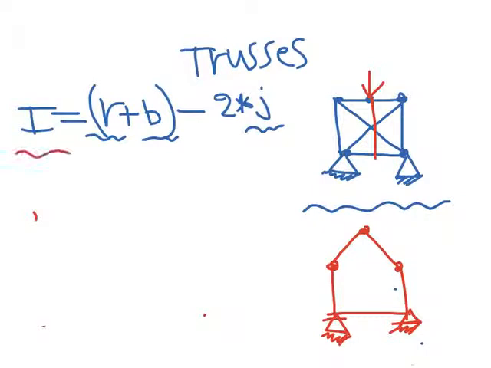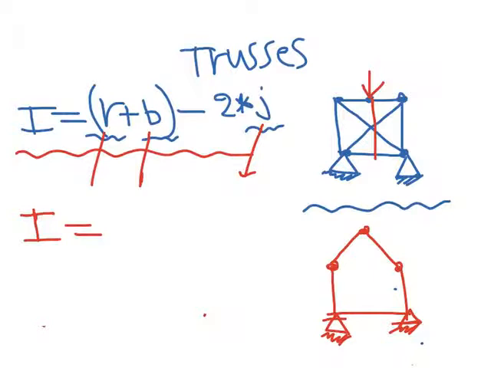Our equation is this: I equals R plus B minus 2J, where R stands for reactions, B stands for members, and J for joints. Let's calculate I for this example. I equals R plus B. How many reactions do we have right now? Okay, we have 3 reactions. Here we go. We have sigma of X, sigma of Y, and sigma of moment. So we have 3 reactions.